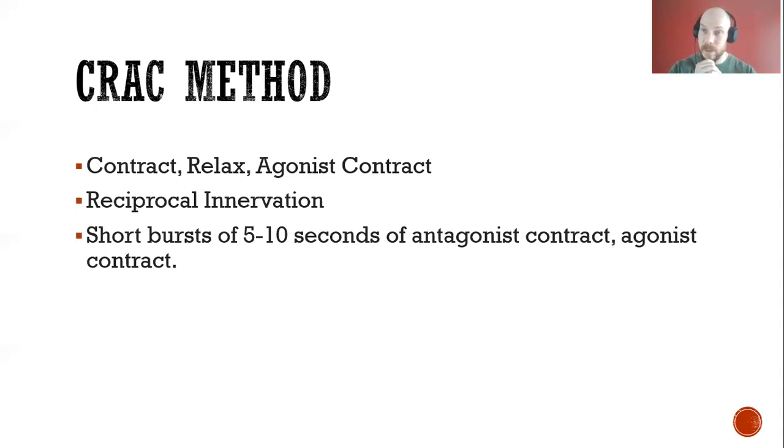Best protocol for this is going to be short bursts of 5 to 10 seconds of an antagonist contraction, so contracting the stretched muscle, and then an agonist contraction. So for example, if we're in our side split, we're going to think about a ramping contraction of the adductors and groin for a short burst of 5 to 10 seconds, where we will then relax and activate our agonist muscles, which will be the glutes, hips, piriformis area, trying to abduct and get deeper into the stretch.